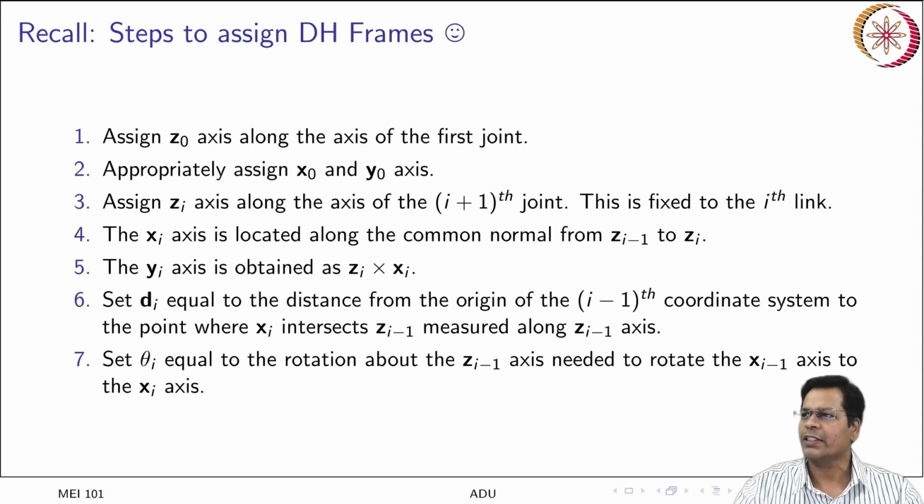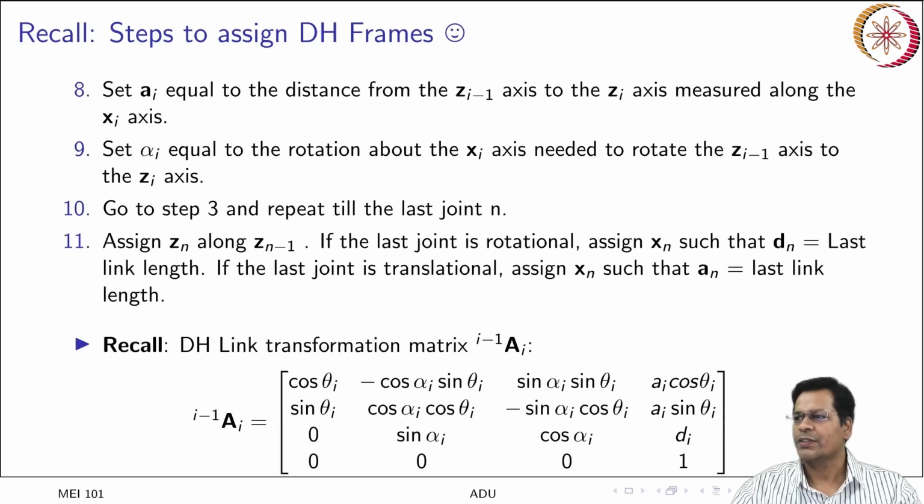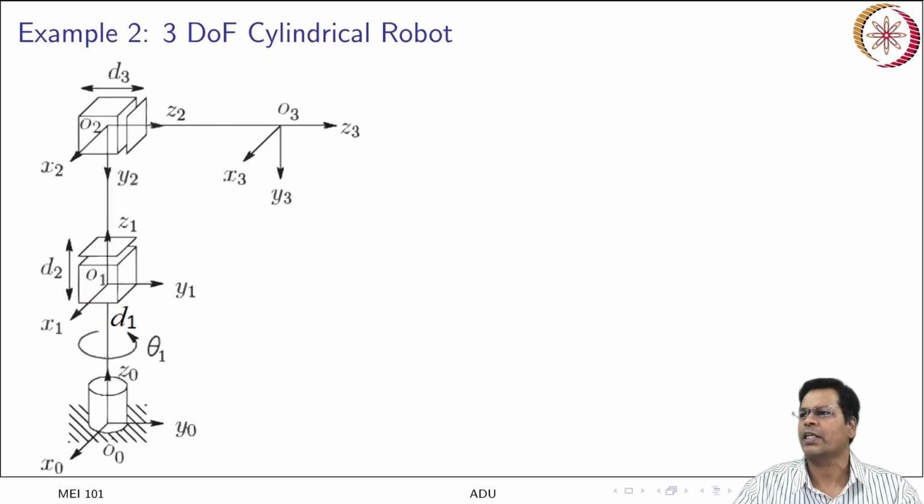Let us just recall the steps to assign DH parameters. You need not mug it up, you may just take a snapshot of this. You should also recall the DH link transformation matrix A i minus 1 i. Let us move ahead quickly to the example.